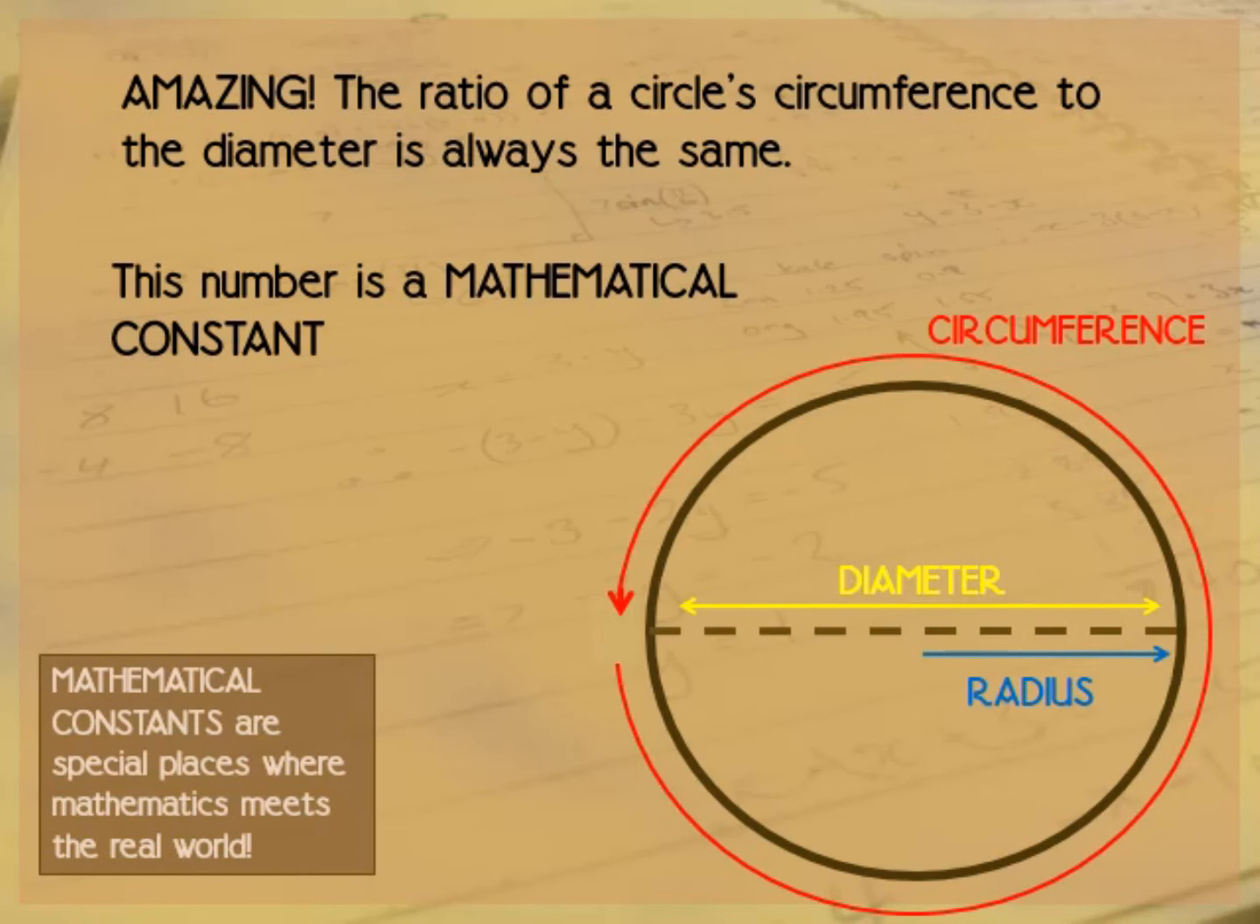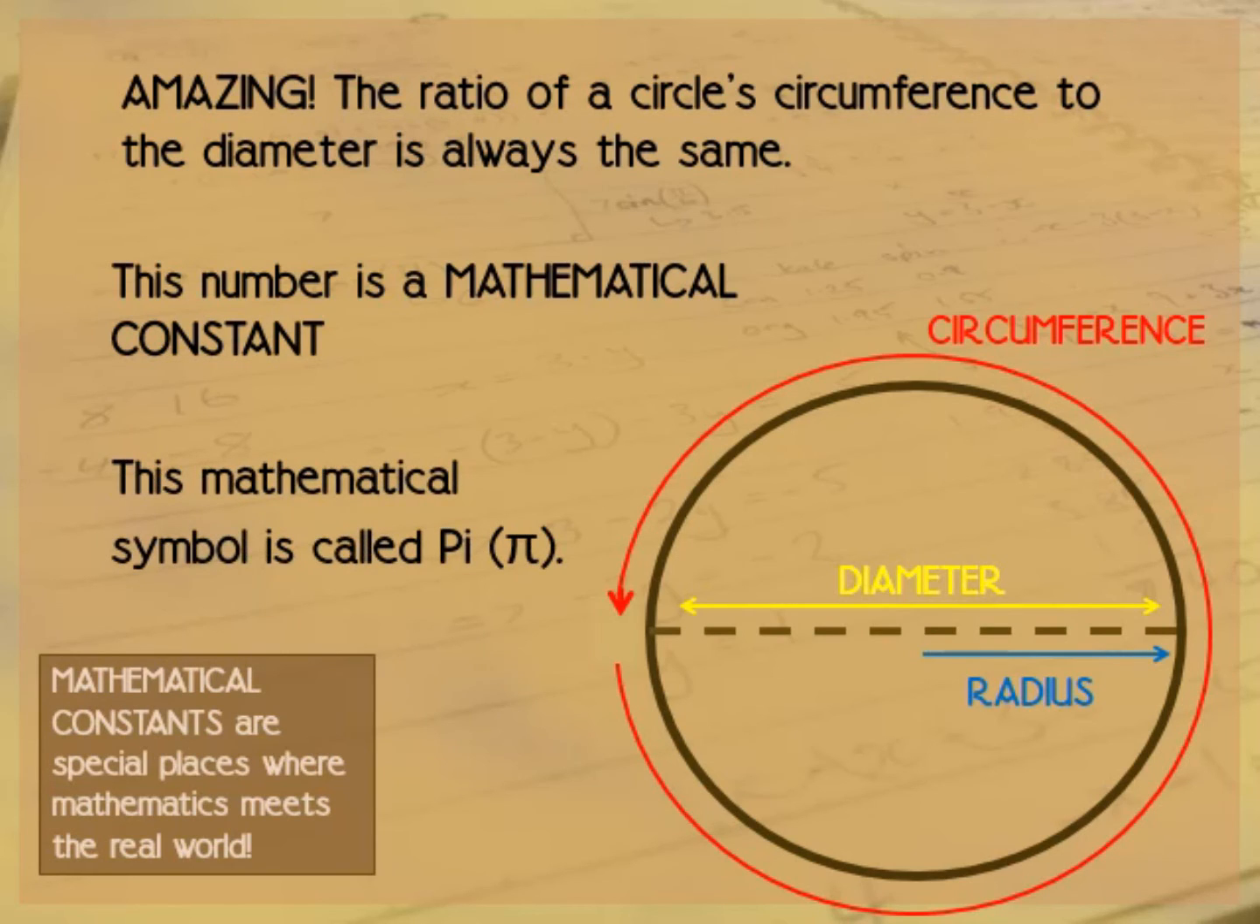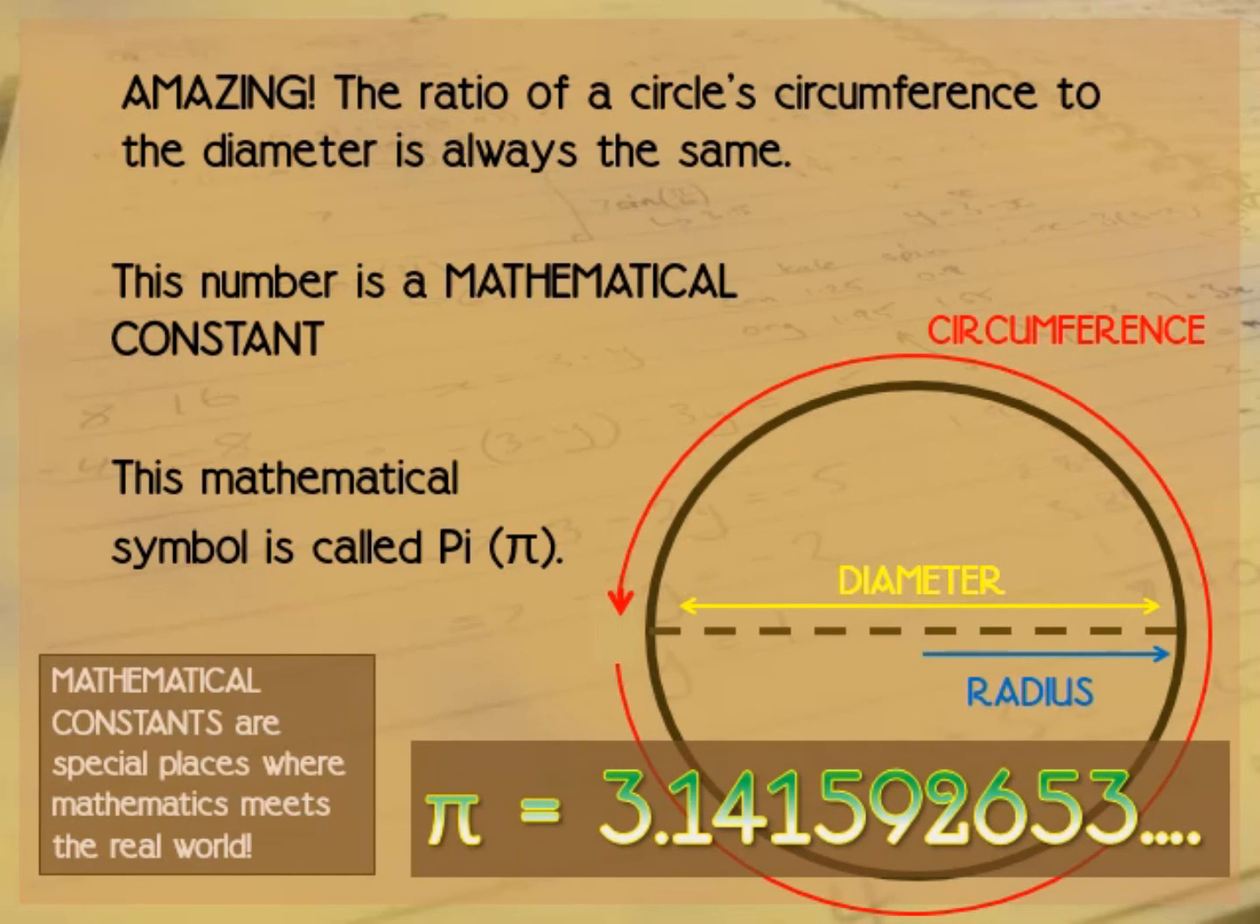A mathematical constant is a special place where mathematics meets the real world, and they give us ways to link what we do on paper to what happens in the real world. And this mathematical constant is called pi. The ratio of a circle's circumference to the diameter is always the same, and we call that number pi.